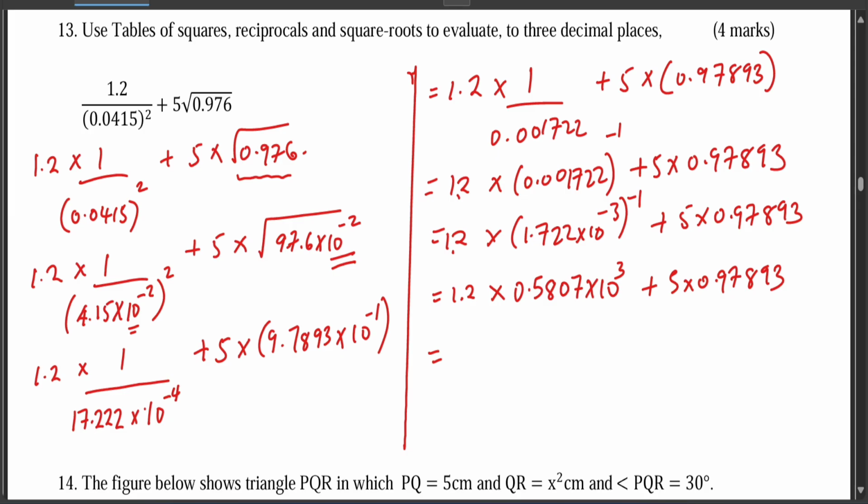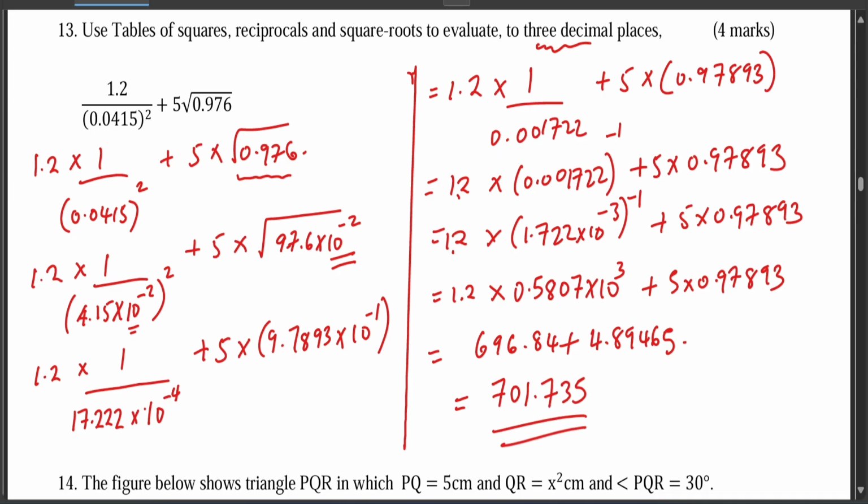So I'm using the calculator here. 1.2 times 0.5807 times 10 cubed should give you 696.84, plus 5 times 0.97893, which gives 4.8946. I'm just using a calculator, but if you're using tables, it's very different. So plus 696.84 should give you 701.23 to decimal places, which is 701.6735. So that is your answer.